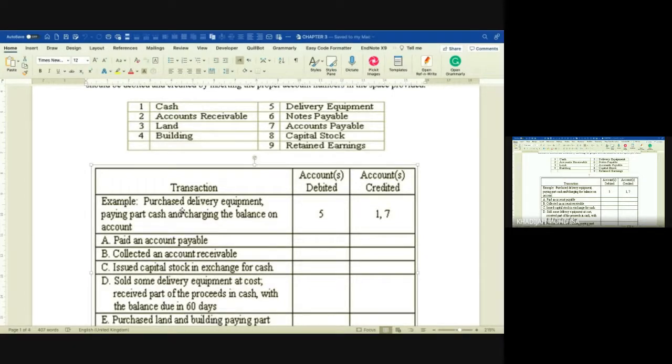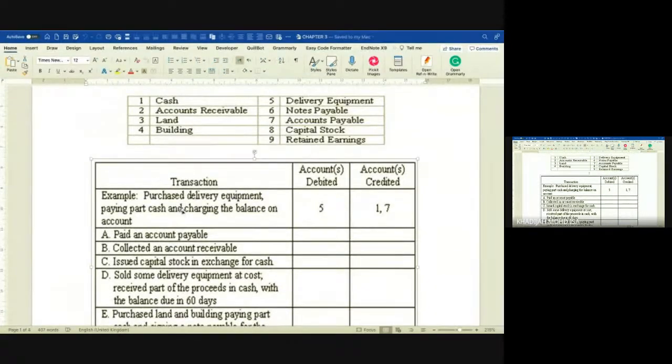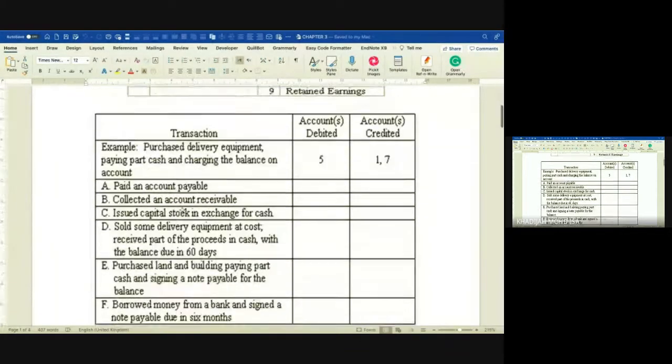Yeah, receivable. So you increase your cash, debit cash, and credit your accounts receivable. So that is account number 1 and account number 2. Account number 1 is debited, account number 2 is credited.